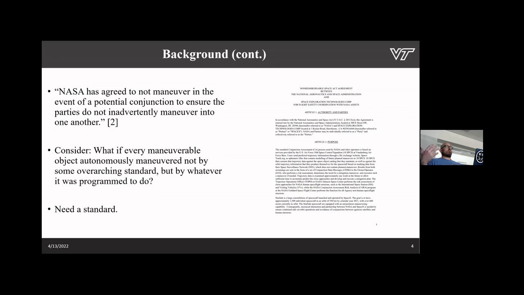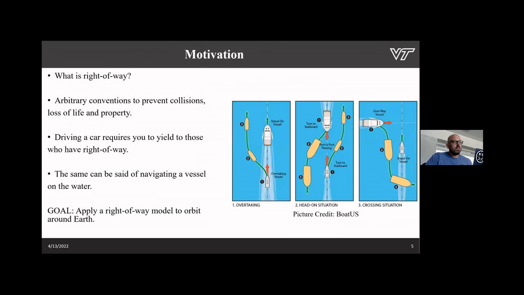And as more and more players get in orbit, a memorandum of agreement for every single party isn't going to work, because everybody's going to be operating off of different assumptions and different rules, and there'll be collisions. So you need a standard. I'm sure you've all driven and are familiar with right of way, but I threw this up here just to make sure people understand what I'm saying.